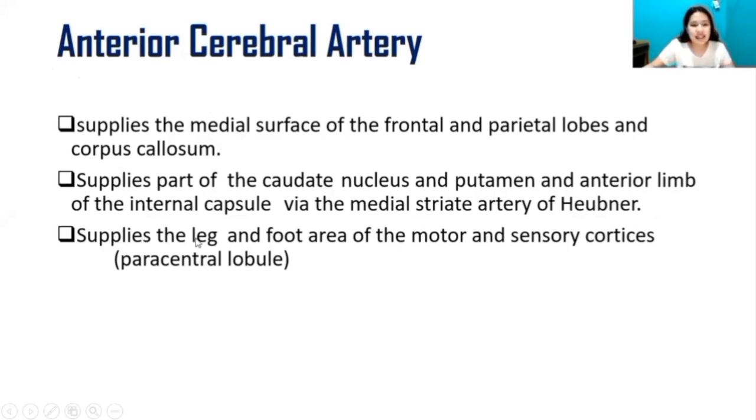So, it supplies the leg and foot area of the motor and sensory cortices, the paracentral lobule. So, when strokes involving the anterior cerebral artery are mentioned, it tends to involve the lower half of the body. Why? Because, as I said earlier, it supplies the medial surface. So, it supplies medially in the hemisphere, and the lower part of the body is the one affected.